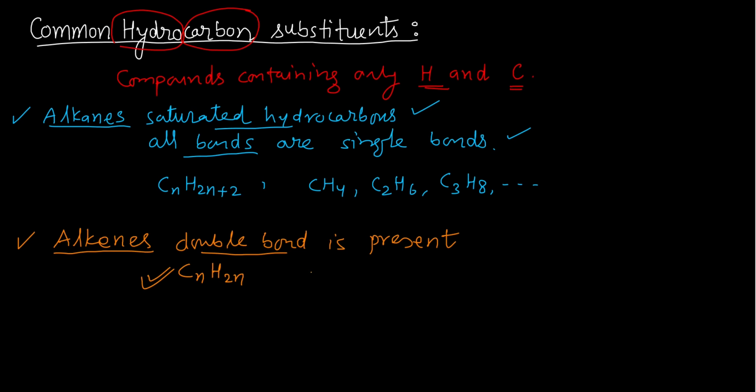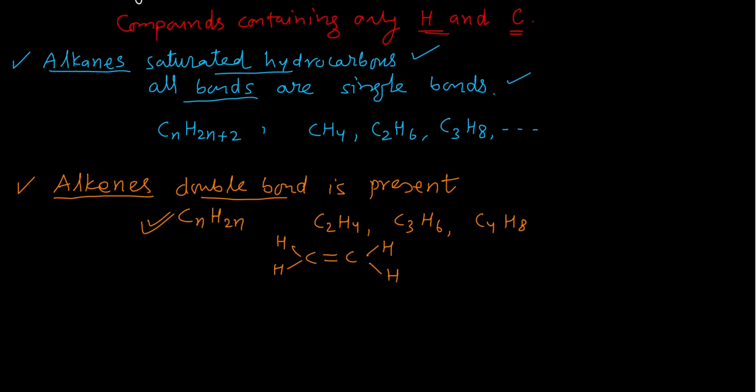If you put n equal to 2, you will get C2H4. This is ethene, or ethylene, its common name. Next you will get C3H6, C4H8, like this. For C2H4, the structural formula will be C double bond C, with two atoms of hydrogen on each carbon. Similarly, you can draw C3H6 and C4H8. These are alkenes. And the next category is alkynes.